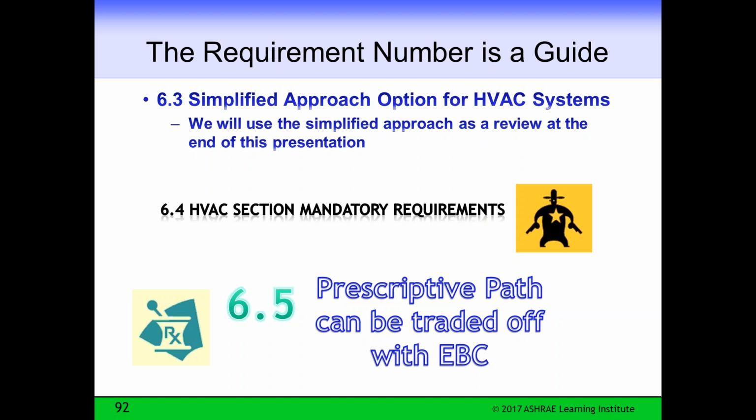That means that you can run a model, or if you don't want to do that, you can either use the section 11, the energy cost budget method, or now you can use Appendix G to show compliance. So those are the paths, and no matter what section you're in, it's important to note if it's 0.4 or 0.5.